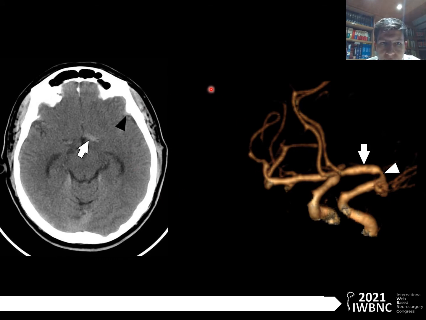On the left side of the window we can see an axial view of a head CT that shows a frontoparietal subarachnoid hemorrhage, marked with the black arrowhead, and a hyperdensity, marked with the white arrow, related to the proximal segment of A1 of the left anterior cerebral artery. On the other side of the window we can see an oblique view of a head CTA with 3D reconstruction that showed a proximal stenosis, marked with a white arrowhead, and a post-stenotic dilatation, marked with a white arrow.